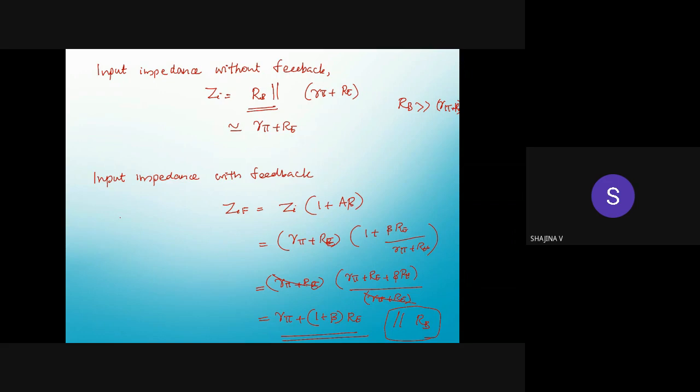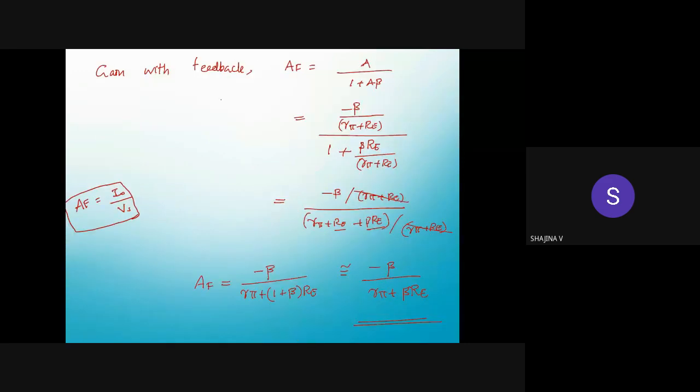If you are considering the biasing resistance, then you have to consider the effect of that resistor in parallel to this ZIF. Okay. And next is output impedance without feedback.